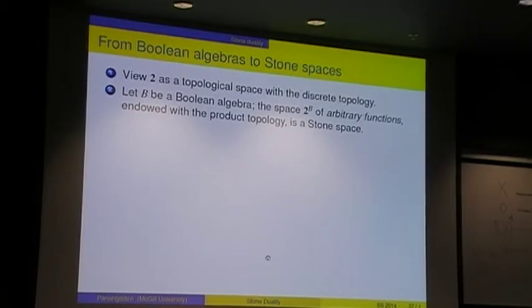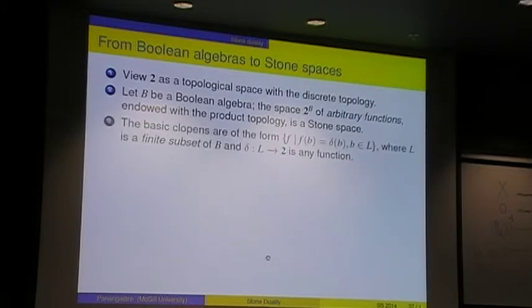So, let B be any Boolean algebra. If I look at the space of all functions from B to 2, arbitrary functions, not even required to be homomorphisms in any way, and I give it the product topology, I get a Stone space. So this is of course just a big B-indexed family of products of copies of 2. And it's a theorem that says if you take even big products of compact spaces, the result will be compact. This space is easily seen to be Hausdorff, and one can verify that it's actually totally disconnected.